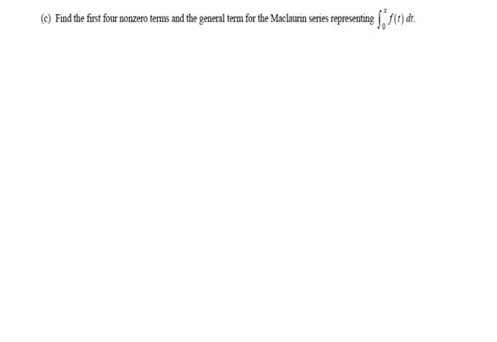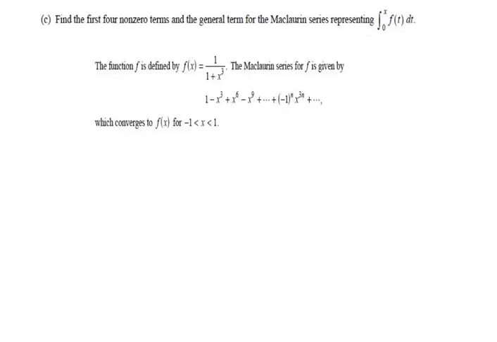Part C, we're asked to find the first four non-zero terms and the general term for the Maclaurin series representing the integral of f of x. The integral from 0 to x of f of t dt, recall, is really just the integral of f of x. And again, just to remind us what the function f of x is, it's 1 over 1 plus x cubed, given by the Maclaurin series 1 minus x cubed plus x to the 6, etc. And we want the integral of that.